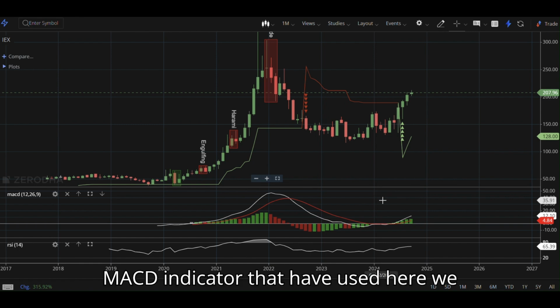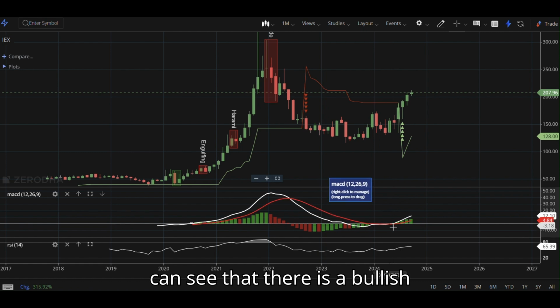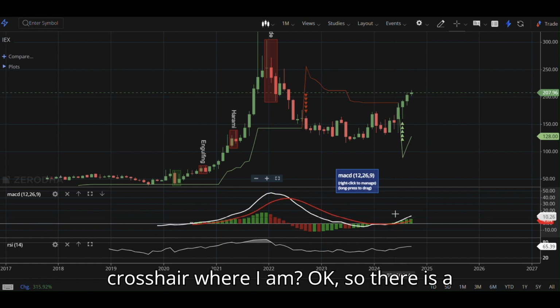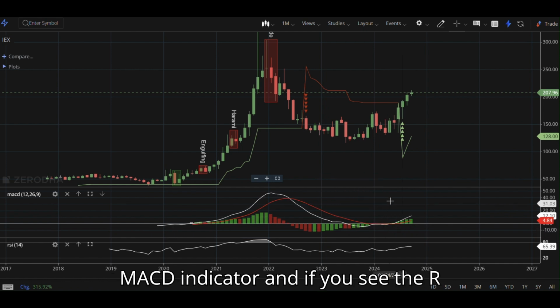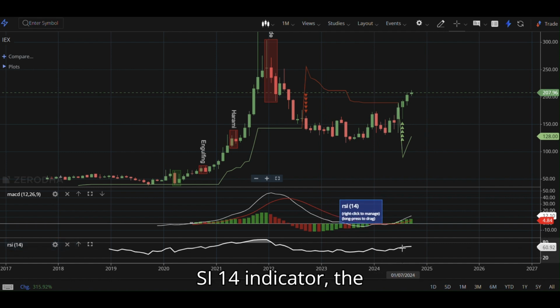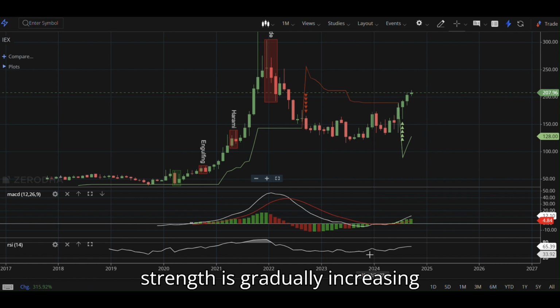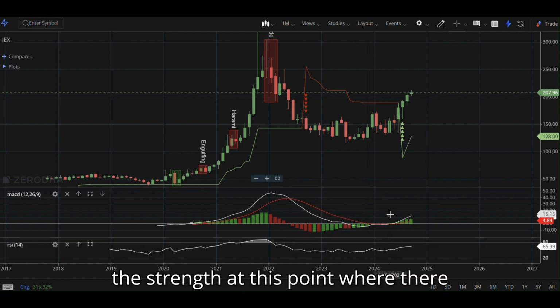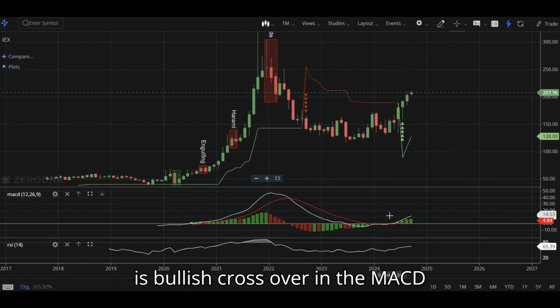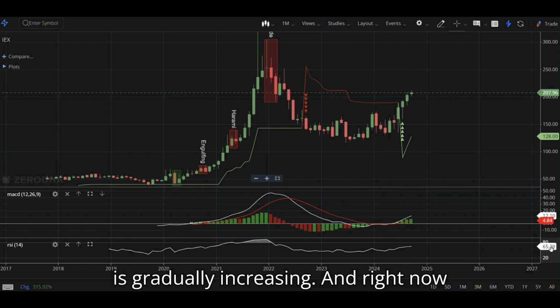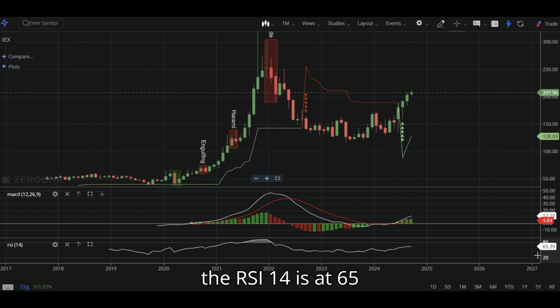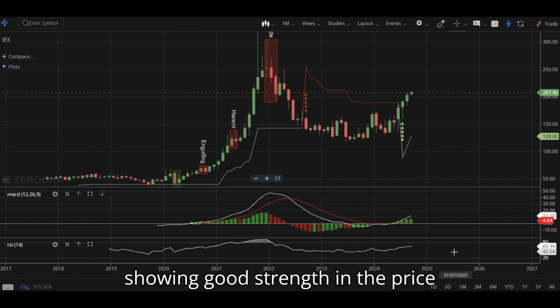Okay, then move on to the MACD indicator that I have used here. You can see that there is a bullish crossover here. Can you see this crosshair where I'm pointing? So there is a bullish crossover in the MACD indicator. And if you see the RSI 14 indicator, the strength is gradually increasing. At this point where there is a bullish crossover in the MACD indicator, the strength is gradually increasing, and right now the RSI 14 is at 65, showing good strength in the price movement.